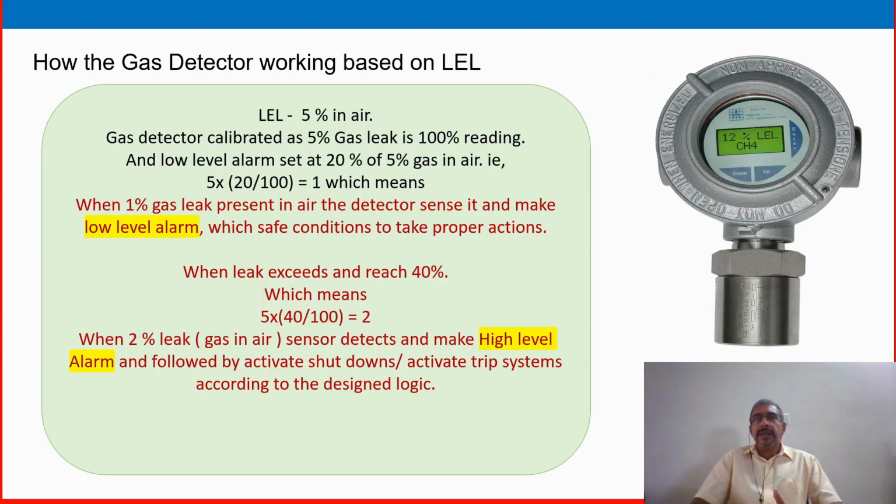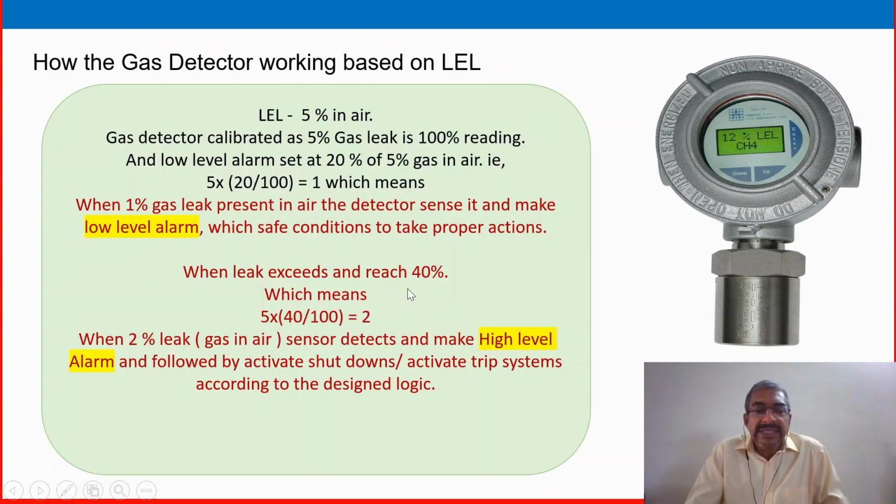It will not take automatic shutdown or any mitigation action immediately. Still, when the gas leak exceeds and reaches 40%, various companies operate this with different logic. Instead of 20%, they may operate at 10%, or instead of 40%, they may operate at 30% leak. We can calibrate according to that logic. But the logic is like that.